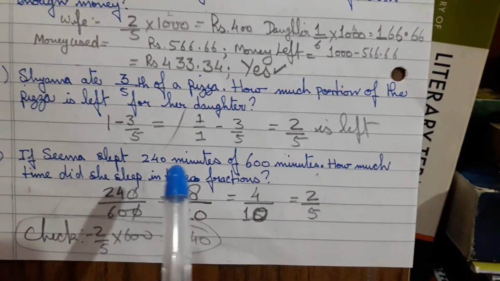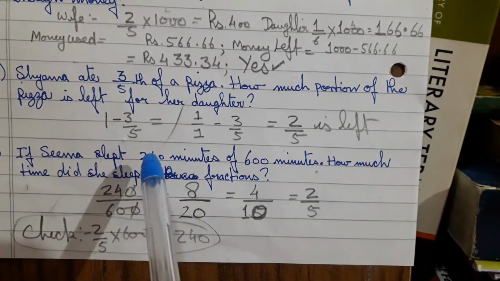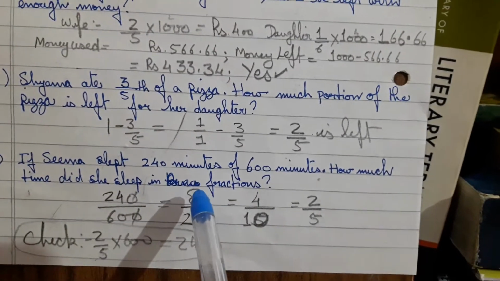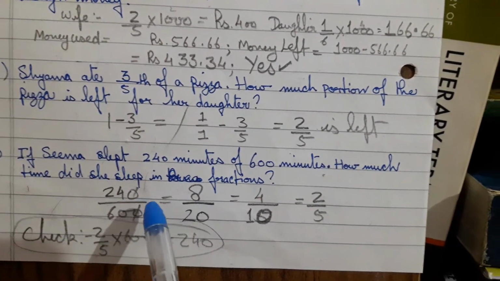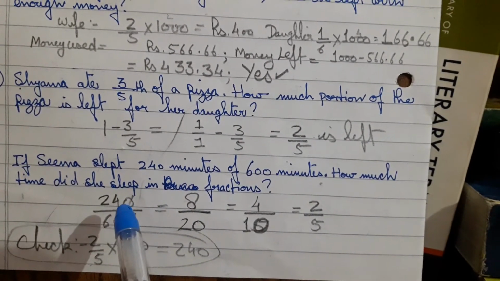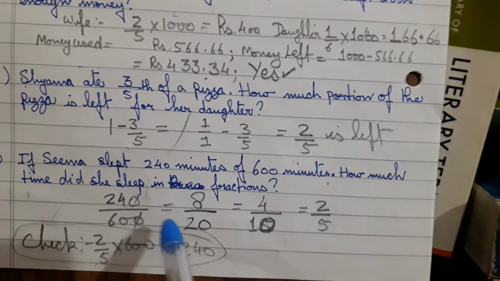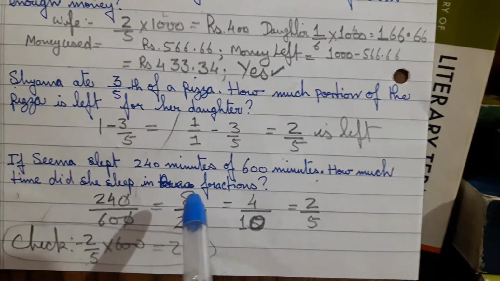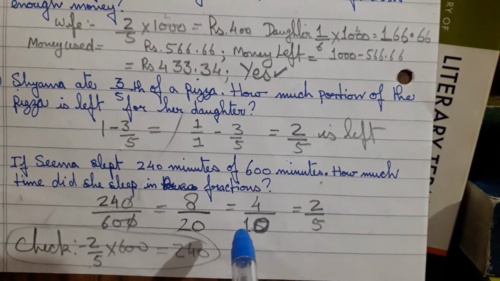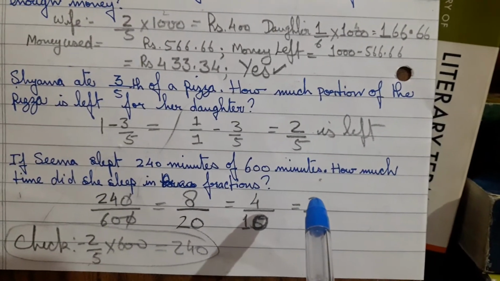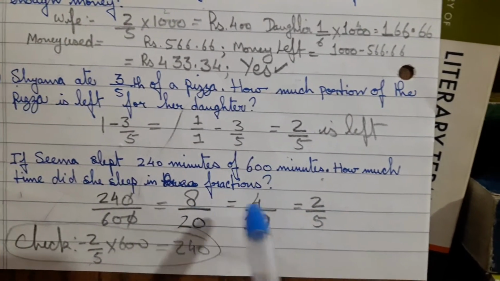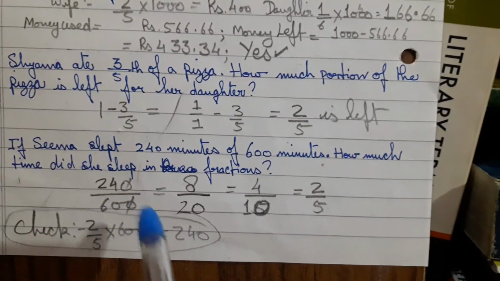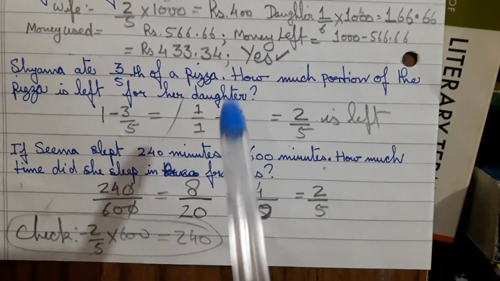If Seema slept 240 minutes of 600 minutes, so the number of minutes she slept will be the numerator, out of the total number that will be the denominator, and keep on dividing it. You will get the answer 8 by 20. How 8 by 20? The 0 gets cut, this 0 gets cut. 3 8s are 24 and 3 20s are 60, right? So now 8 by 20, 2 4s are 8 and 2 10s are 20, so 2 by 5. Just check whether 2/5 of 600 is 240. Yes, it is. So your answer is correct.